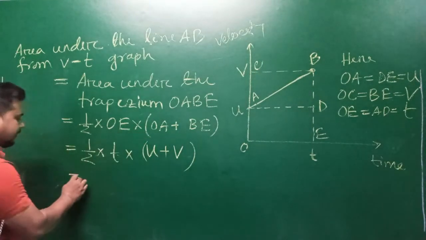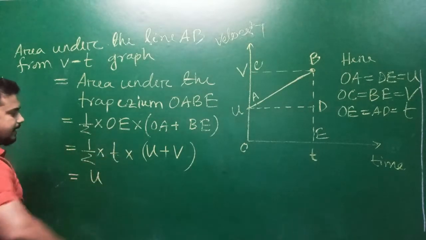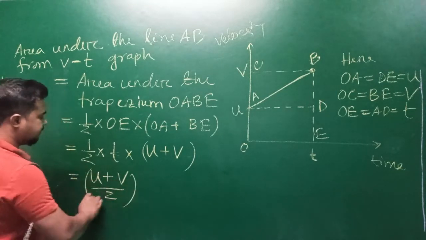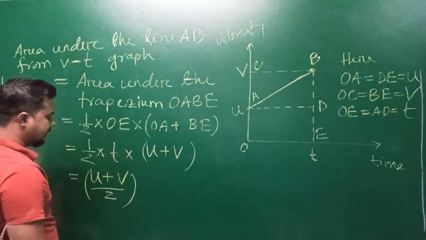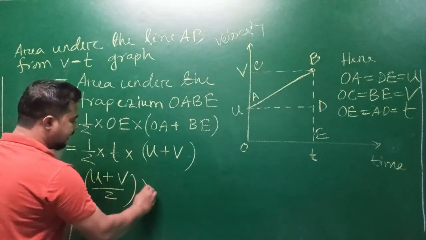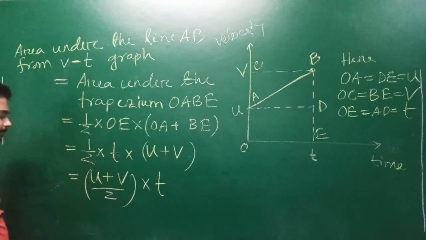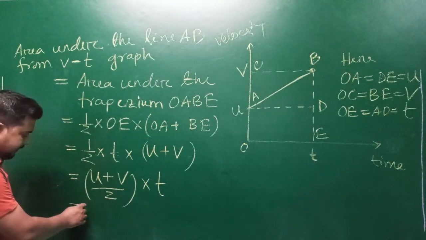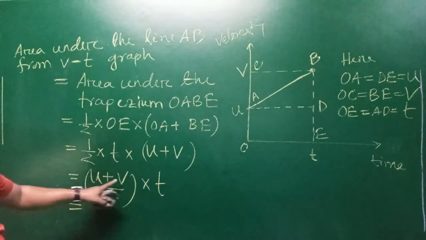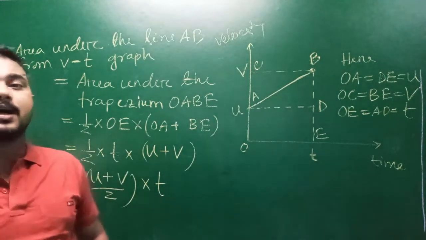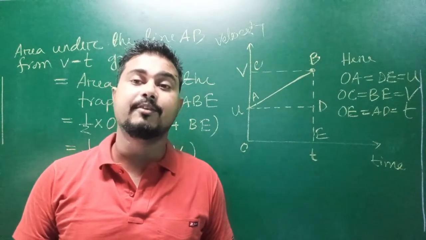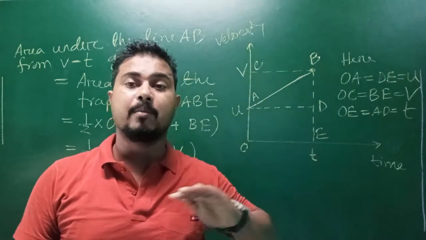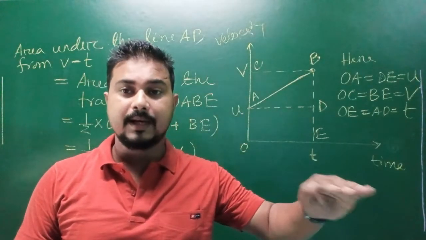Then now if we simplify the term, then we can write u plus v by 2. I wrote half term and put it here, then it will be u plus v by 2 into t. So this implies we can write here, okay, u plus v by 2, means the summation of the initial velocity and the final velocity divided by 2.